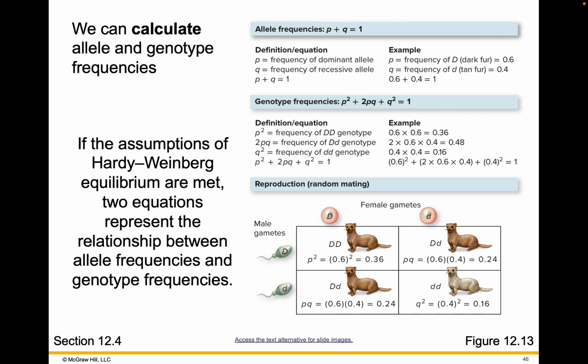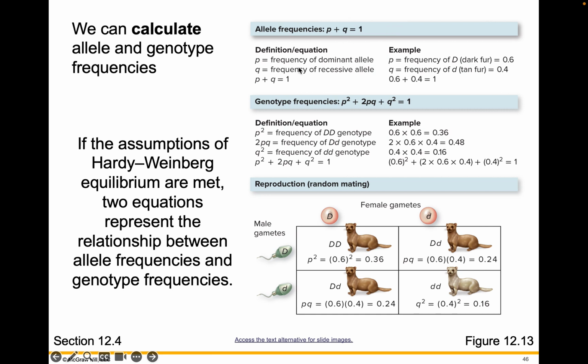We can actually calculate allele and genotype frequencies. If the assumptions of Hardy-Weinberg equilibrium are met, two equations represent the relationship between allele frequencies and genotype frequencies. So if we look, here is the equation for allele frequencies. And all this means is that if there are two different alleles for a gene, allele P and allele Q, their frequencies have to sum to 1, right? So basically, if we're going to break something down by percents, there has to be 100% when they're all done.